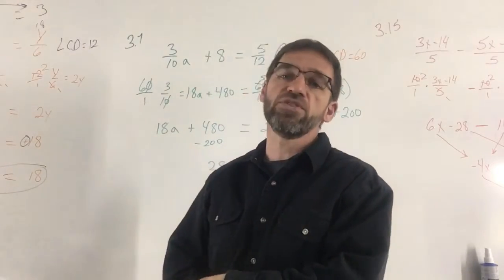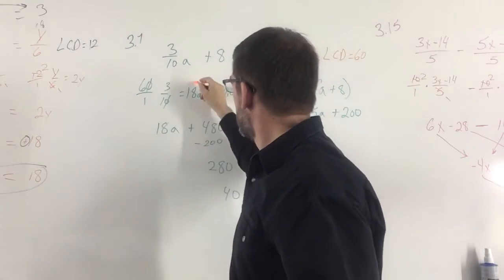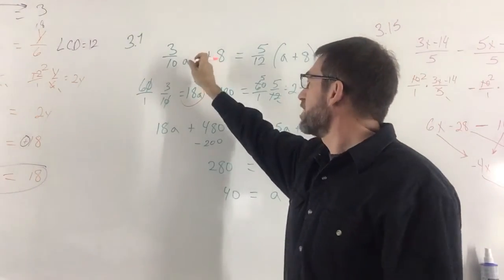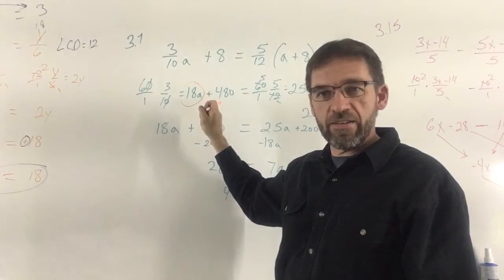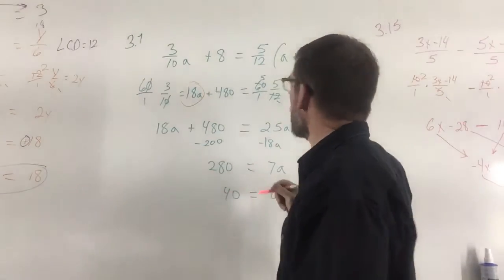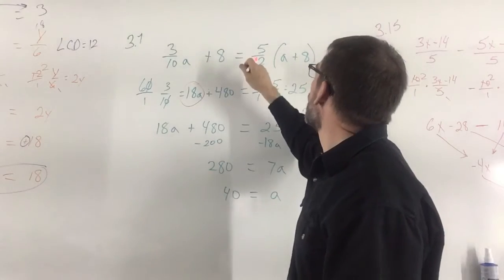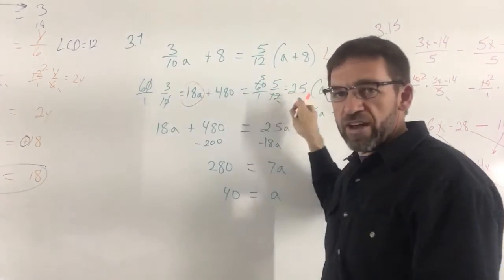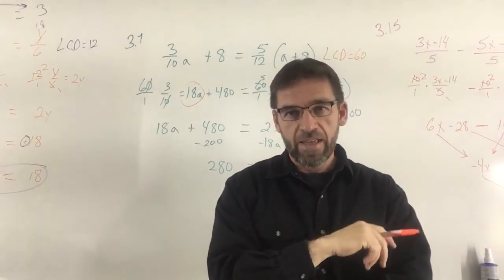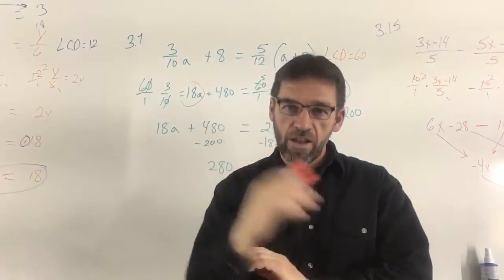That means you've got to multiply everything by 60. 60 times 3/10, that's pretty easy. That's 18a. If you want to check my work, check my work. 60 times 8 is 480. And that's a positive sign. Watch those signs. I'll warn you, watch those signs. I didn't do this lesson and not know to watch those signs. I found out quick. And 60 times 5/12 is going to make 25a. Now let me give you a little hint here. You can go 60 times a, you can go 60 times 8, you can go 60 times 5/12.